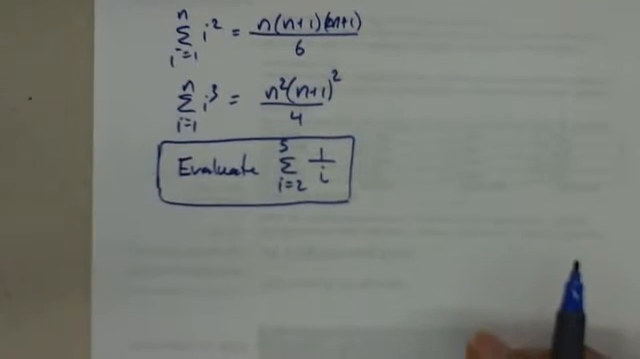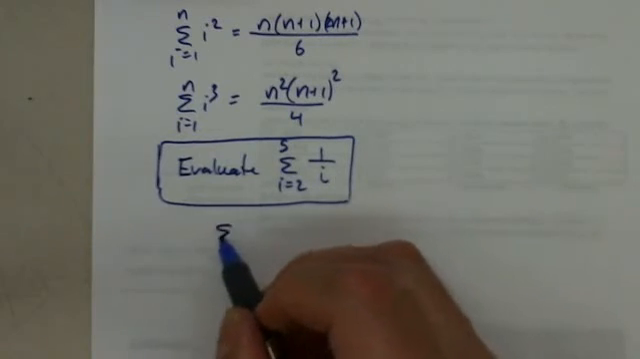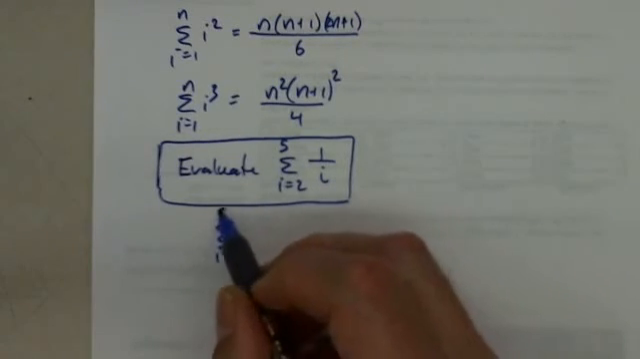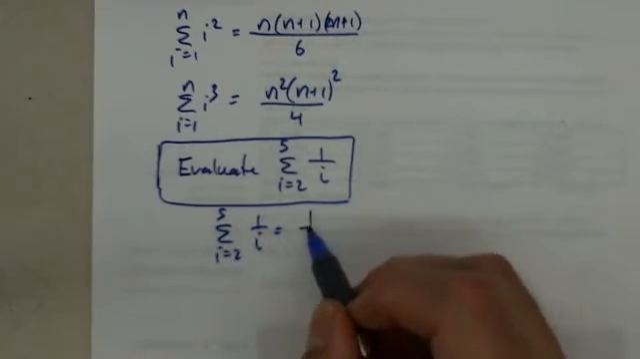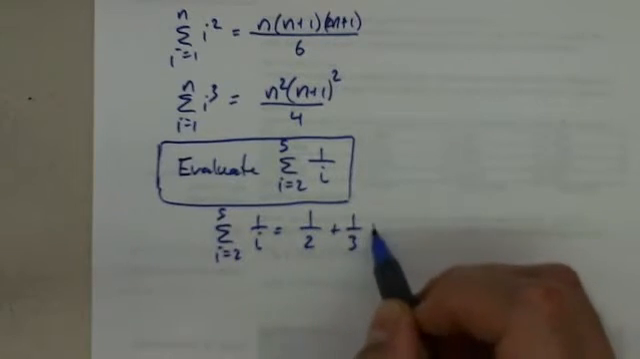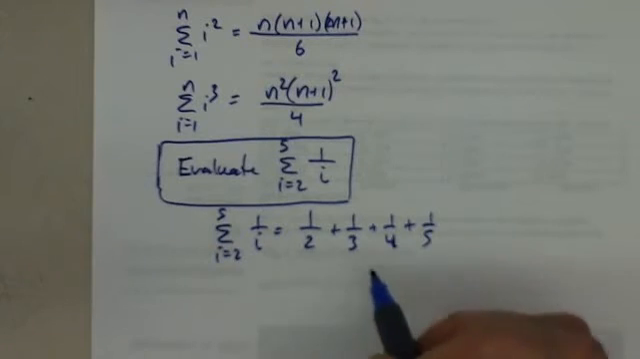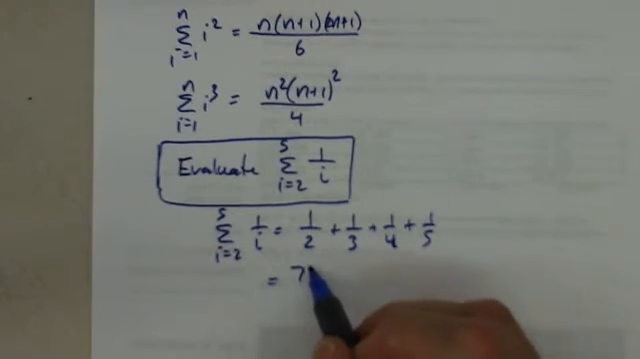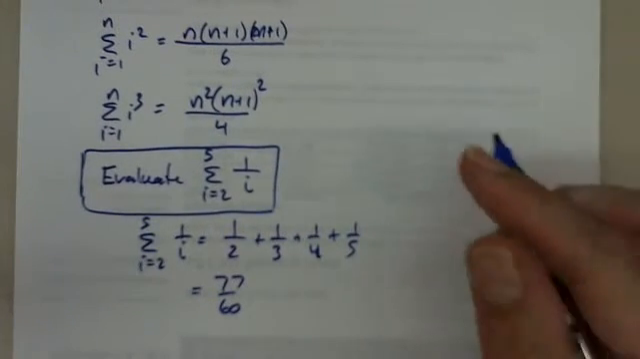All right, here's one. Let's start with the ones that we can't use the formulas on, and the first problems in the book are like this. All they want you to do is substitute and fill in the numbers. So we have 1, I is going to be 2, and then we're going to go 3, 4, 5. This equals 77 over 60. We're not using a formula here.